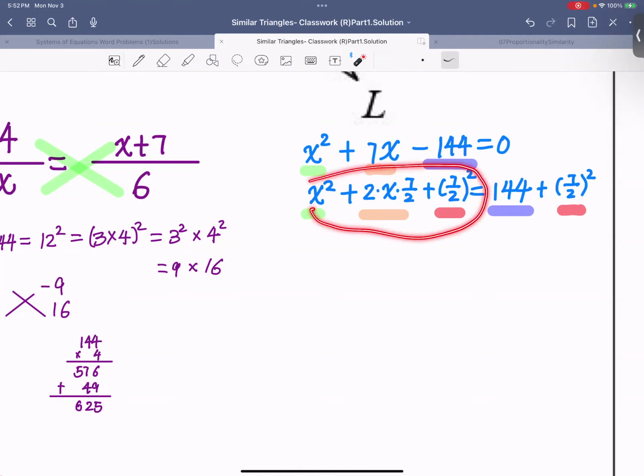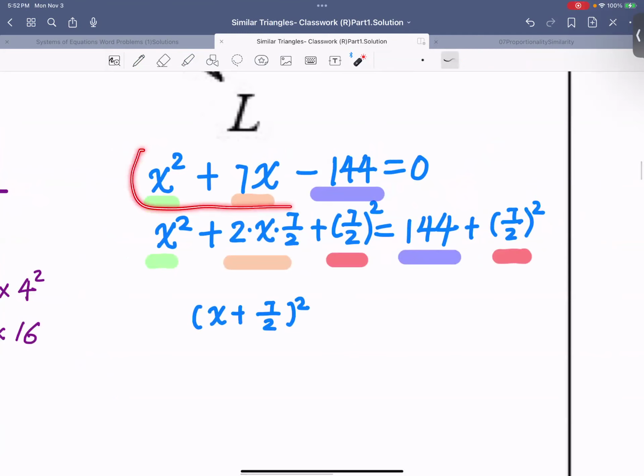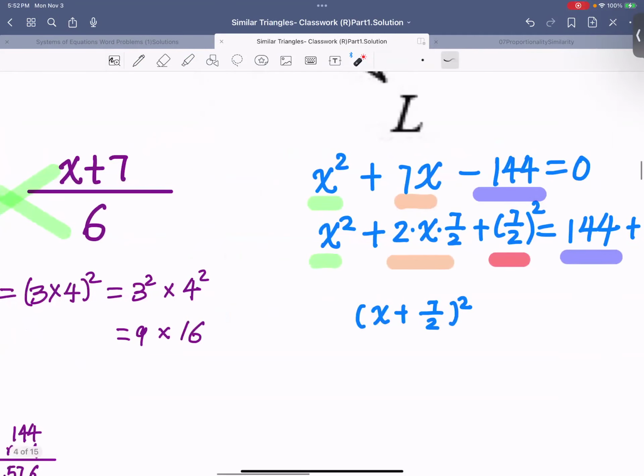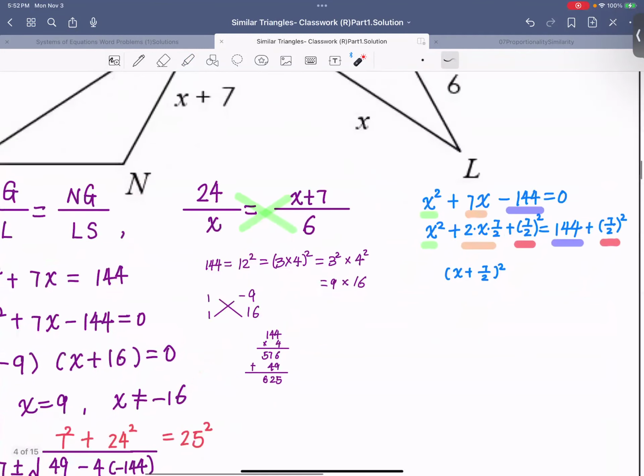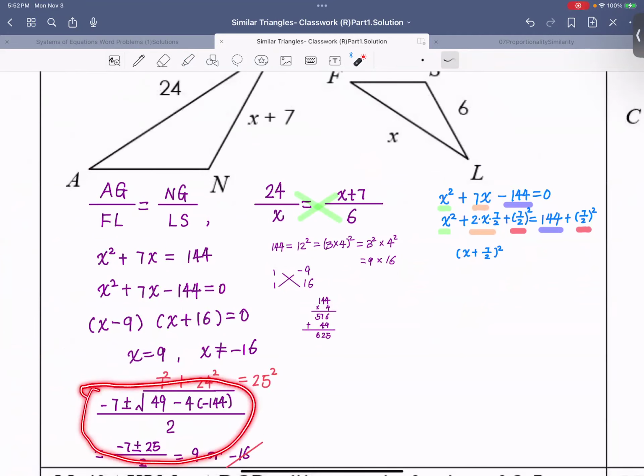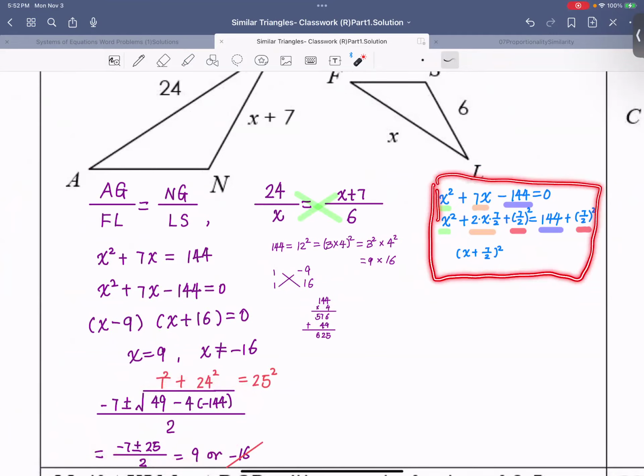Now, let's see. Who is this 3? Melissa, who is this 3? It would be parentheses x plus 7 over 2 squared. Good job. Everybody else, I wait again. That's the equation you want to solve. This method is called cross multiplication, factoring. This method is called quadratic formula. This method is called completing the square.